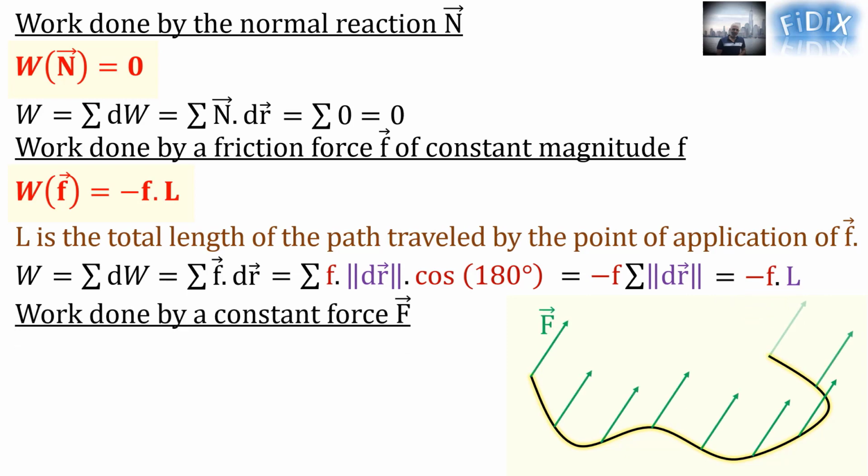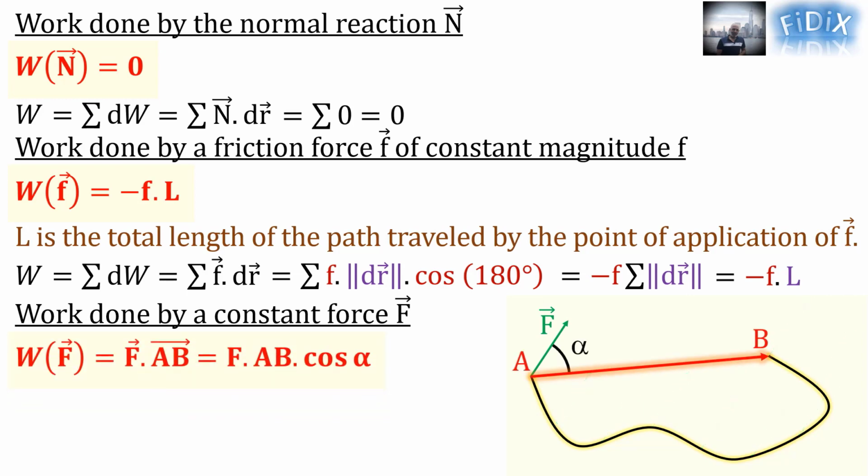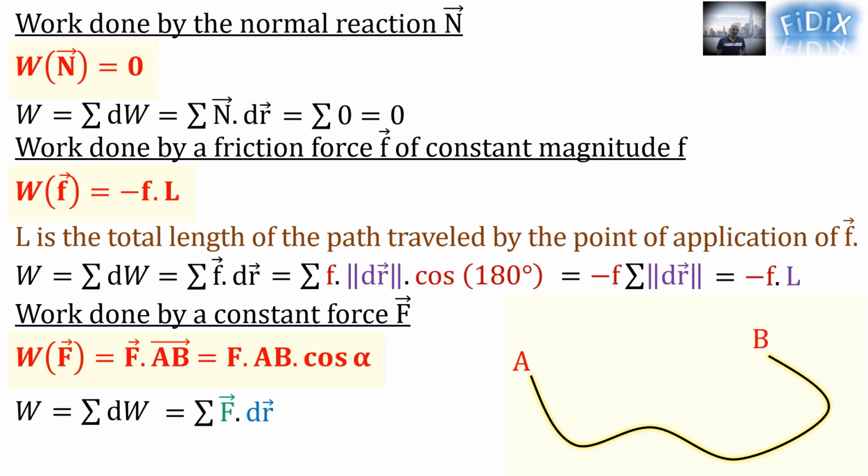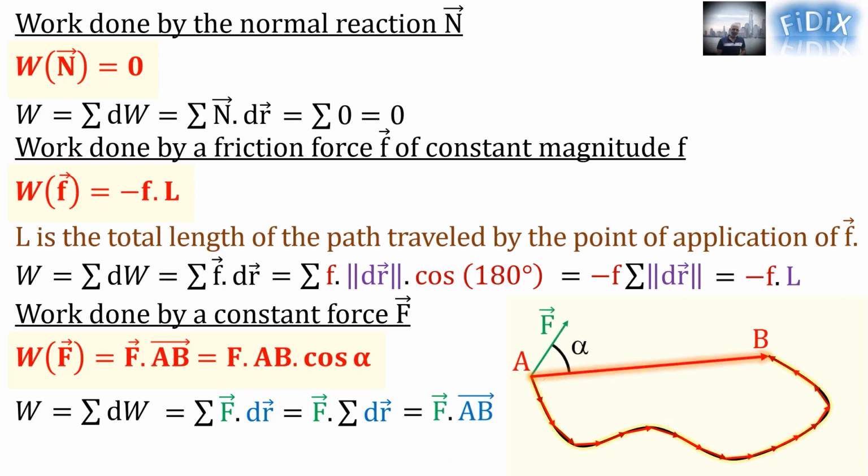Work done by a constant force F is equal to the dot product of vector F and the displacement vector AB of its point of application, regardless of the path taken. Since the total work W equals the sum of the infinitesimal works equals the sum of the dot products of F and dr at any instant. Vector F is constant and can be put outside the sum, and using the head-to-tail method, the sum of the infinitesimal displacements dr is equal to vector AB regardless of the path taken.